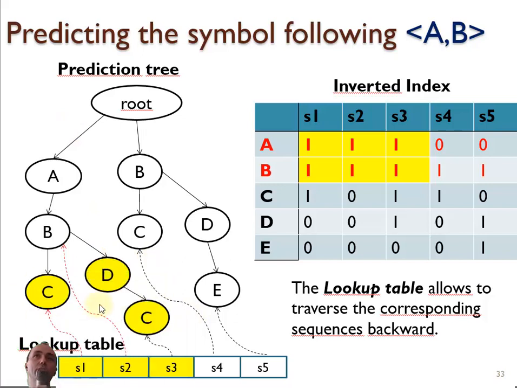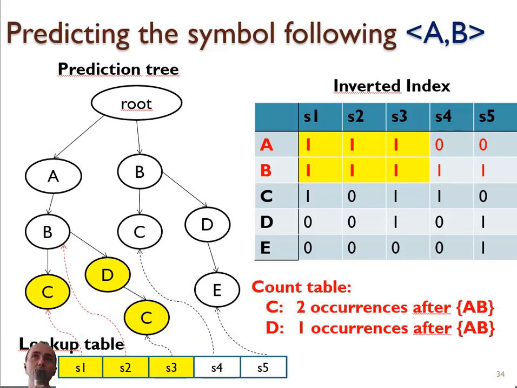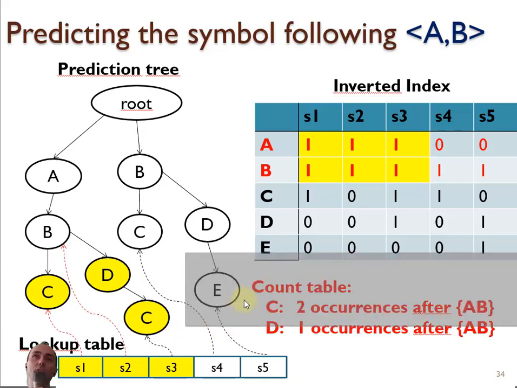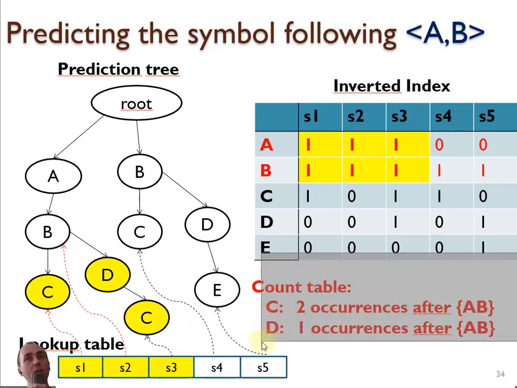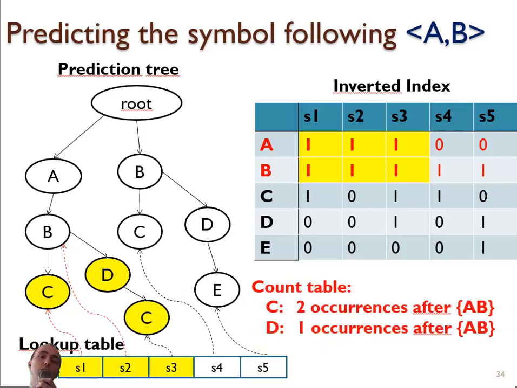So we find that after A and B, there is only C, C, and D. So C appear twice, and D appear once. So we count this in a structure we call the countable: how many times we have any symbols after A and B. So we find C appear 2 times after AB, D appear 1 time. So now we can make a prediction. The prediction will be that C will follow AB. So that will be the prediction of our model.